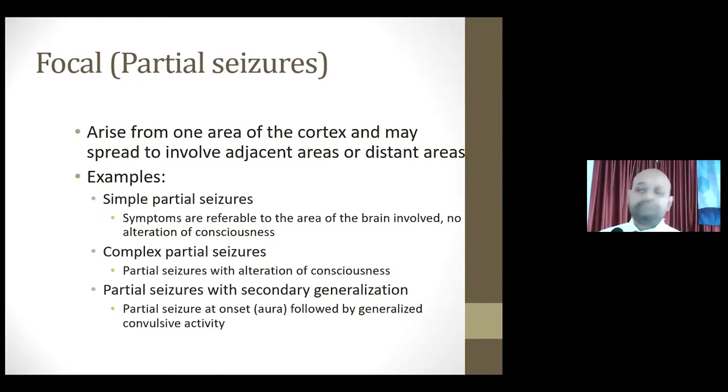Again, examples for focal onset seizures are simple partial seizures, which are now called focal onset seizures with retained awareness. Then complex partial seizures, which you're all aware of, is the stereotypical temporal lobe seizure where you lose awareness. And then we have the partial seizures with secondary generalization. Again, the nomenclature has changed.